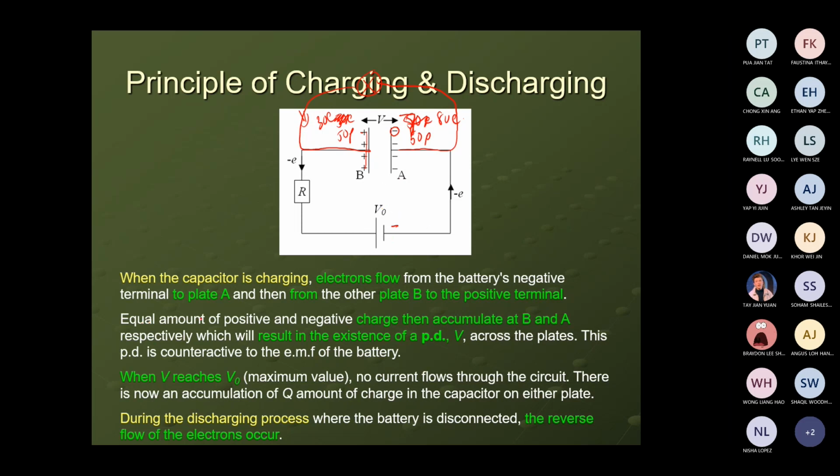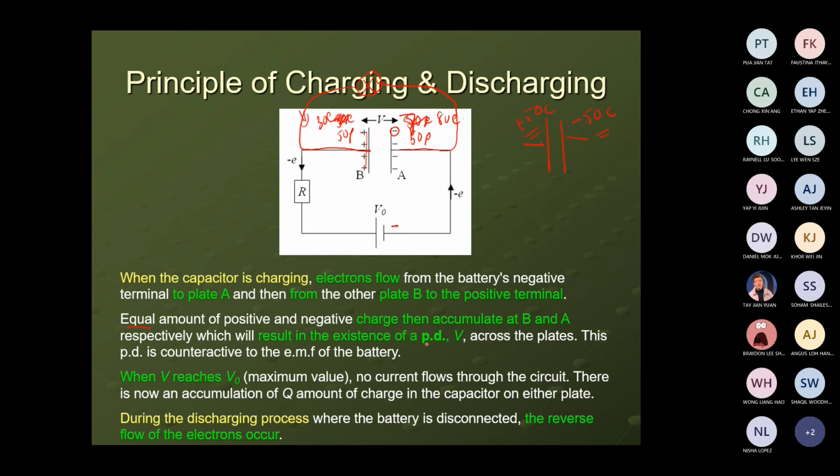So equal amounts of positive and negative charge are accumulated at B and A. For example, if you accumulate negative 50 coulombs of charge here, you will have positive 50 coulombs on the other side, because negative 50 coulombs of charge from the left will leave. Therefore, the left plate tends to become positive 50. So positive 50, negative 50.